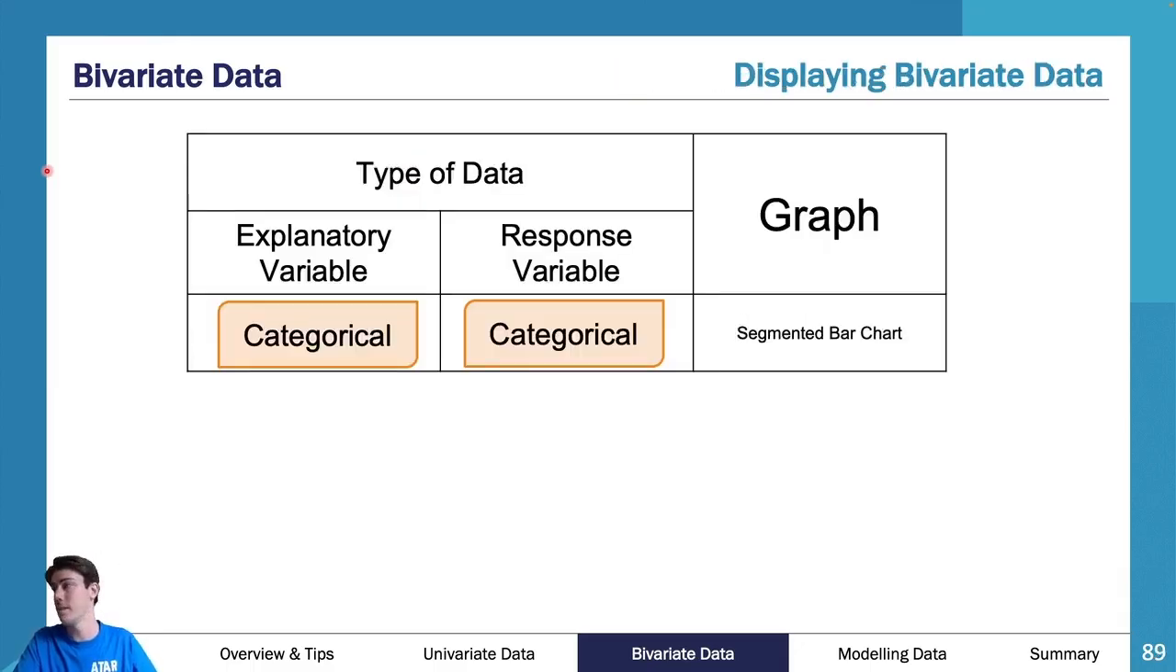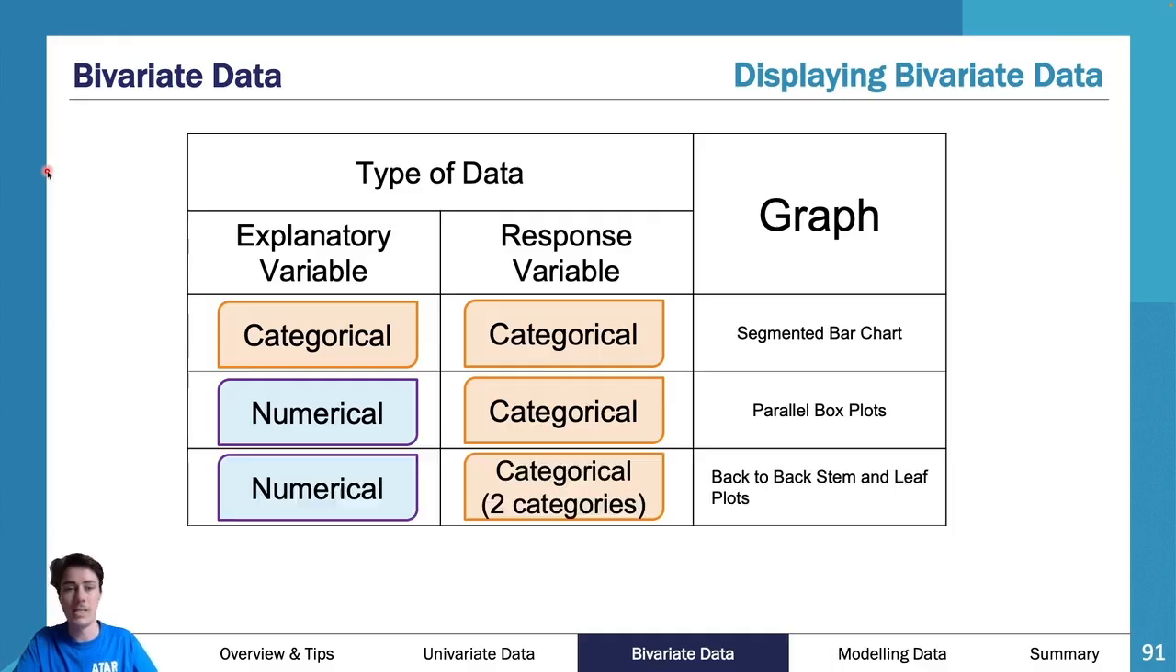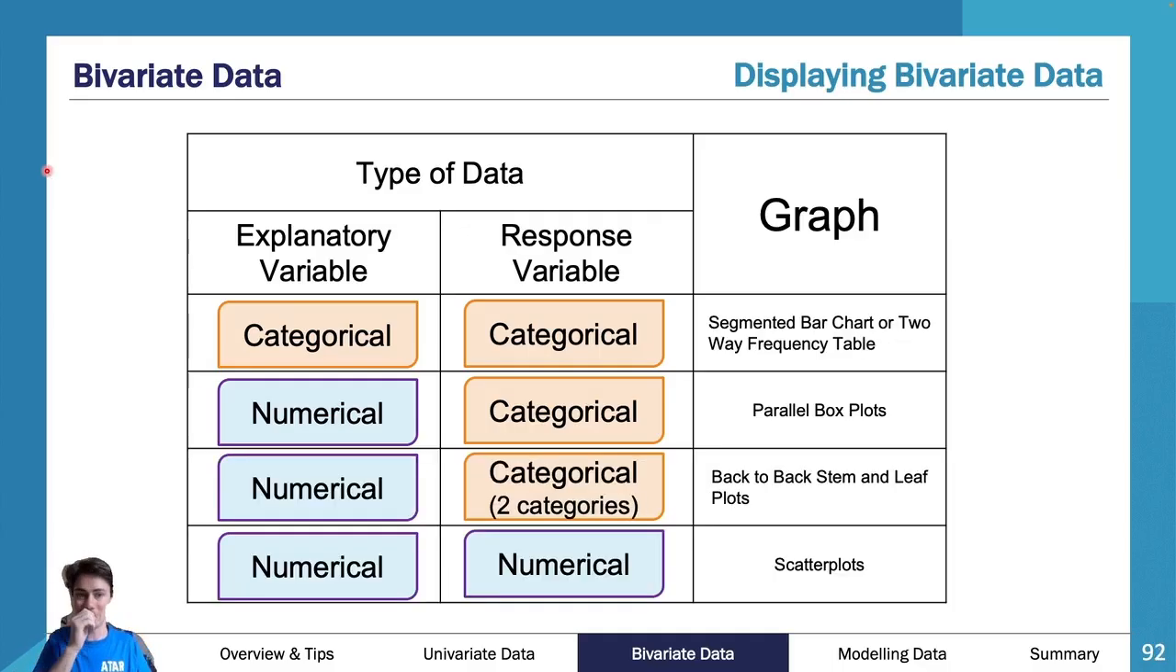So this is another really good summary of the different types of graphs you need to know. It shows you each of the major types of graphs and what the explanatory variable is and what the response variable is. So you've got an explanatory variable of categorical versus response variable of categorical for segmented bar charts or two-way frequency tables. And then we move into things like parallel box plots, which use some numerical, stem and leaf plots back-to-back, which use a bit of numerical. And then we use scatter plots, which are numerical and numerical.